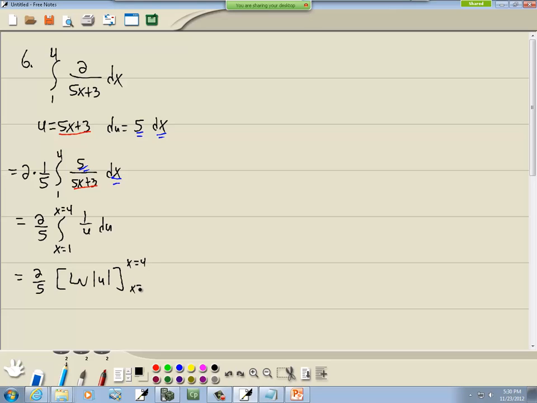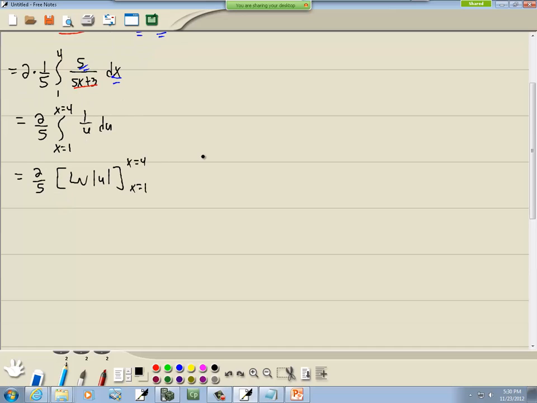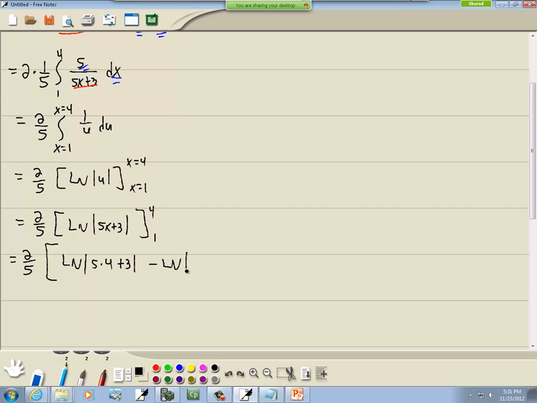x equals 4, x equals 1. Now I'm going to plug my u back in. So I have natural log of the absolute value of 5x plus 3. I'll change these back to just 1 and 4. There we go. Now we'll plug those in. So we've got natural log of the absolute value of 5 times 4 plus 3 minus natural log of the absolute value of 5 times 1 plus 3.